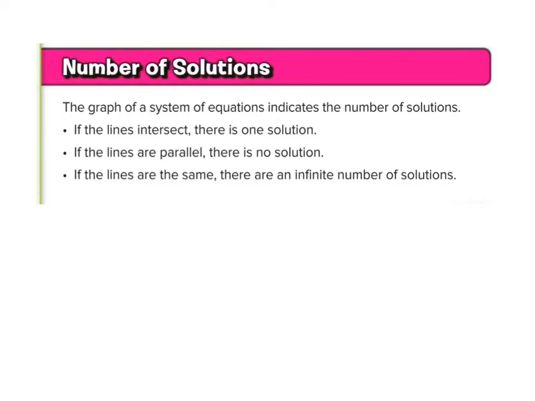Now there's three different types of solutions. The graph of a system of equations indicates the number of solutions. If the lines intersect, there is one solution. If the lines are parallel, there is no solution. And if the lines are the same, there are an infinite number of solutions.